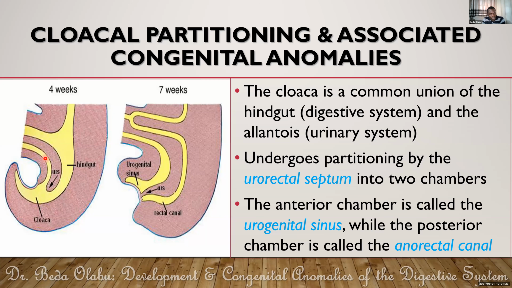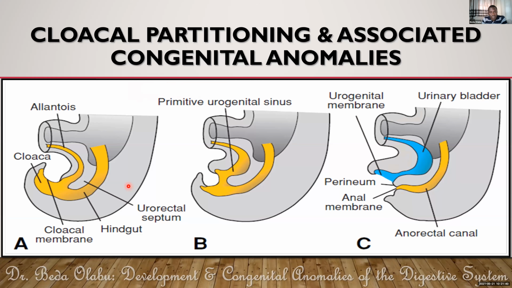Okay, so urorectal septum comes and makes contact with the cloacal membrane. Now, we have two compartments, the urogenital sinus and the anorectal canal. The urogenital sinus will give you derivatives of the urogenital system. I believe you've already talked about them. Some derivatives in the urinary system, like urinary bladder and the urethra. The others for the genital system, we'll talk about them next week when we look at part 2 of development of the reproductive system. So let me hold them for now.